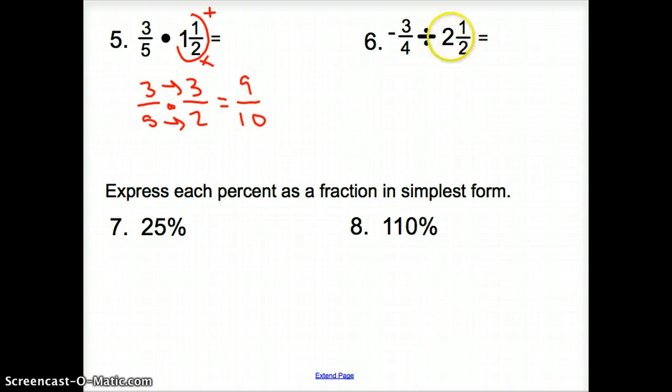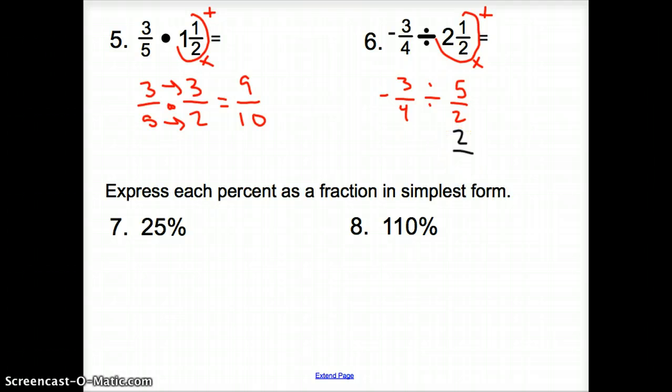Number 6, a little bit more tricky. Again, the first thing we have to do, even though we're dividing, we have to circle multiply to get this to be an improper fraction. So 2 times 2 is 4, plus 1 is 5/2. Careful, we are still dividing here, and we still have a negative 3/4. Now remember, when we divide, we have to flip the second fraction. We have to flip the second fraction and multiply.